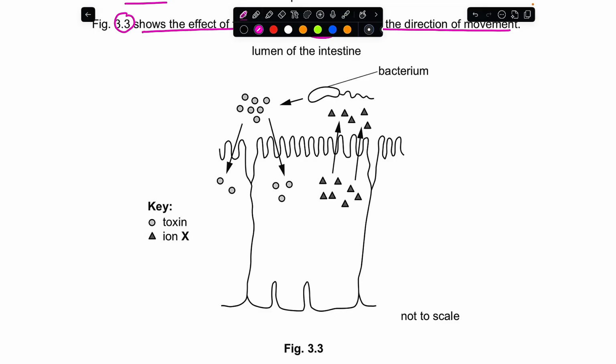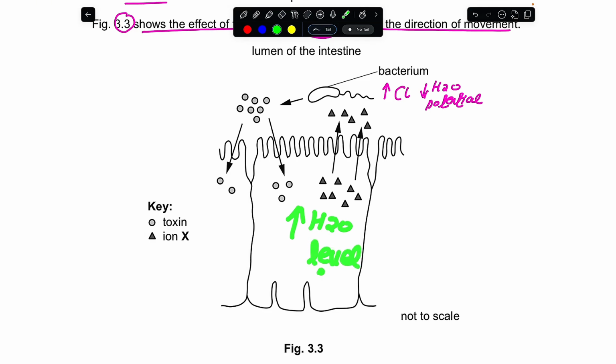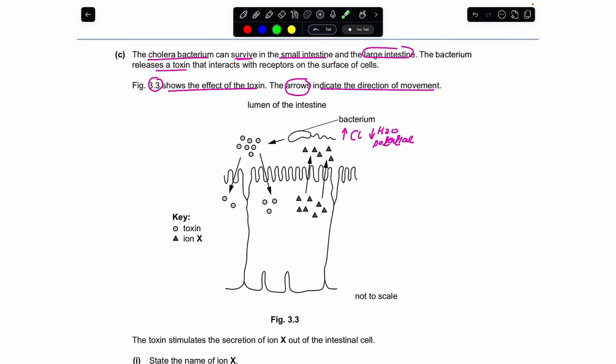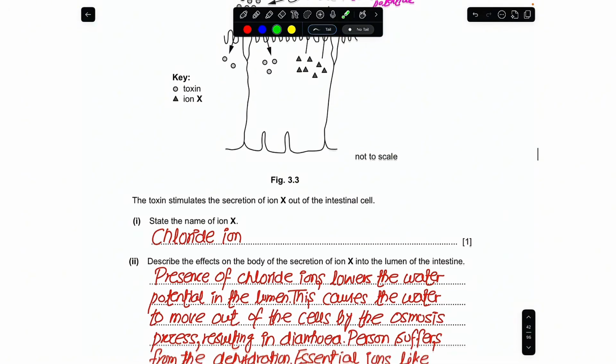And when the concentration of chloride ions increases in the lumen of the small intestine, this automatically decreases the water potential here. And once the water potential decreases in the lumen, the water potential in these epithelial cells increases. As a result of that, the water would move out of these epithelial cells and come into the lumen of the small intestine, and by that, the person would develop diarrhea. Okay, so this is the overall explanation of the question which the examiner has asked us below.